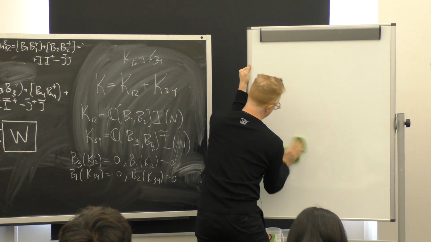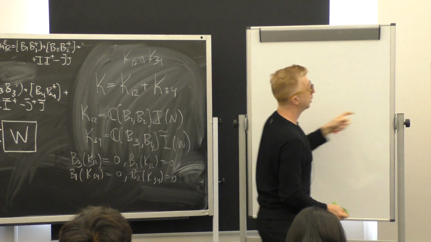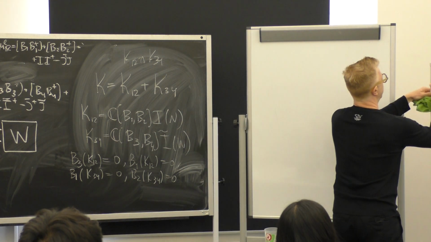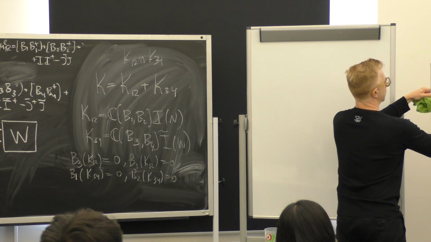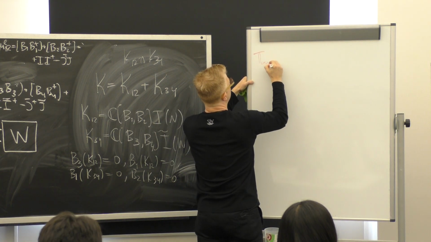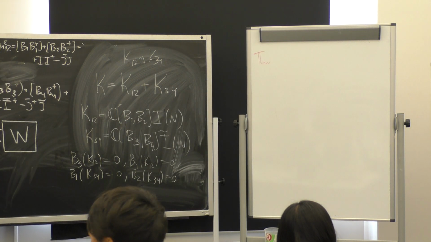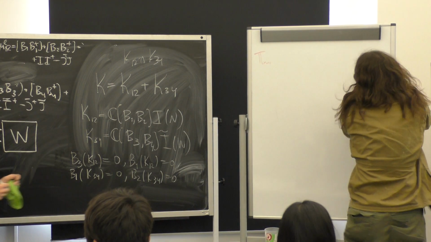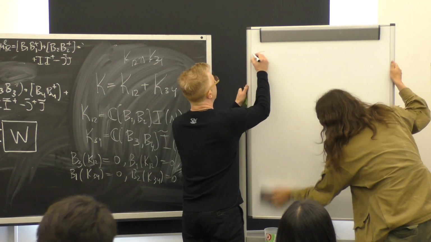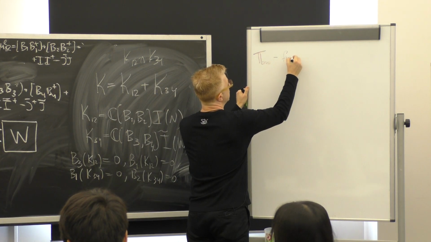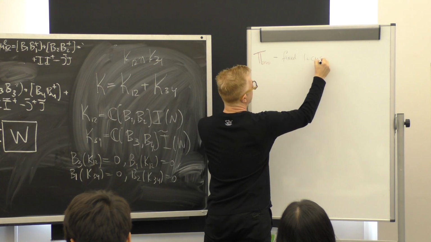So if you look at the fixed locus for the maximal torus of this group, let me call it T cross, the T cross fixed locus.